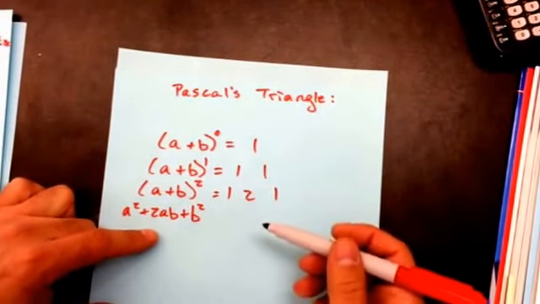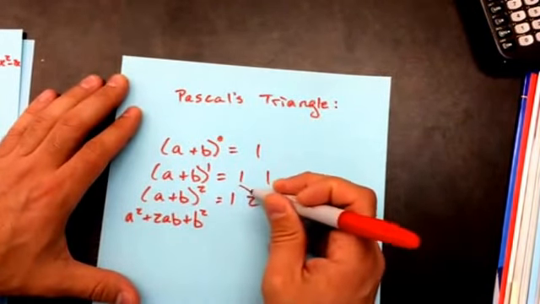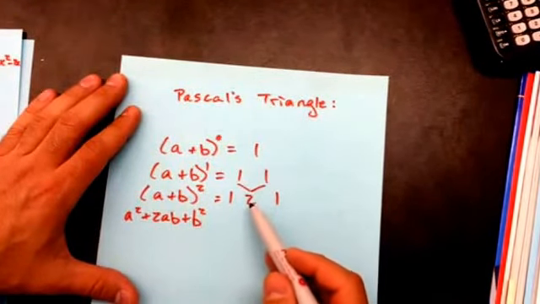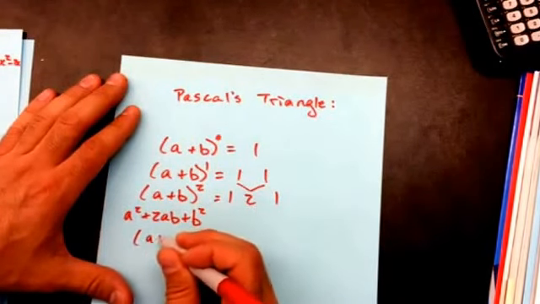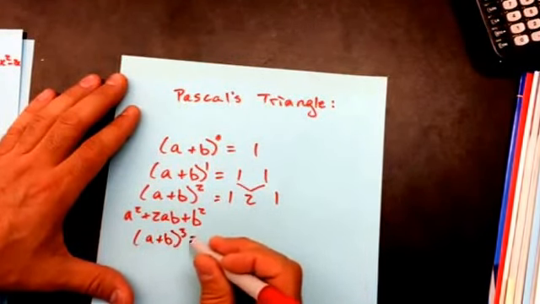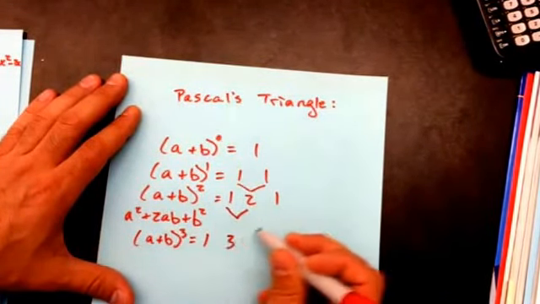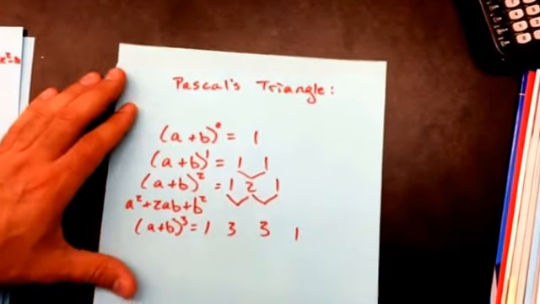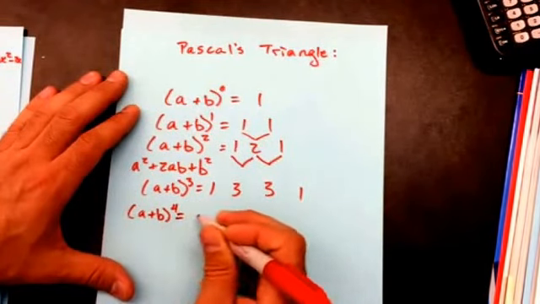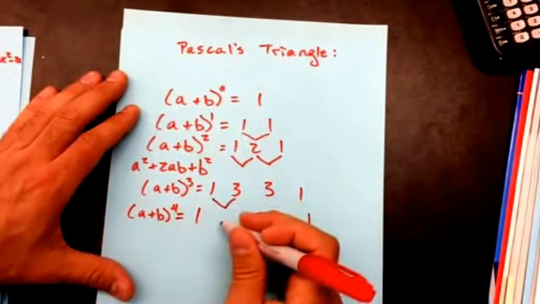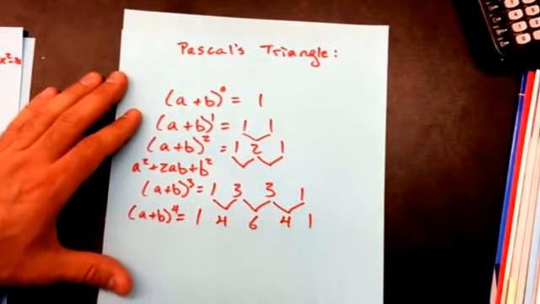Now there's a pattern that happens here. For the first ones, you can't really see the pattern, but now the outside is always 1. The inside is the two numbers that touch it added together. So if I go to the next step, a plus b to the power of 3, the outside numbers are going to be 1. The inside numbers are going to be these added together, which is 3, and these added together, which is 3. If I go to the next step, a plus b to the power of 4, the outside numbers are still going to be 1. This is going to be 4, 6, and 4. And it just continues like that.